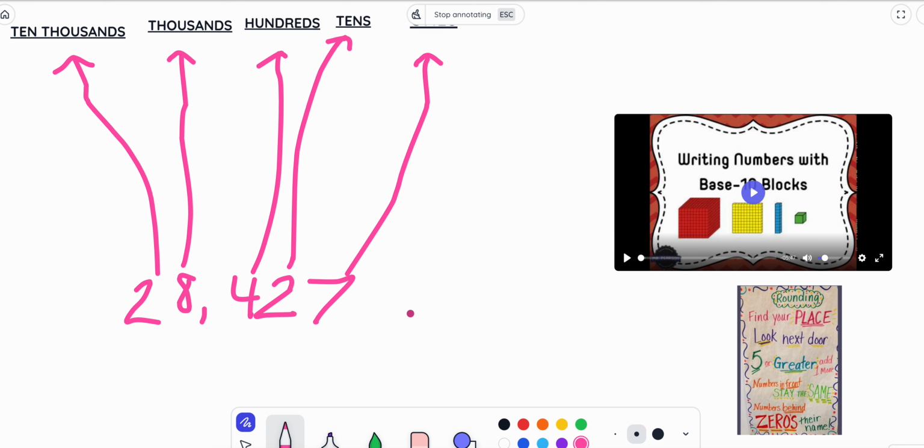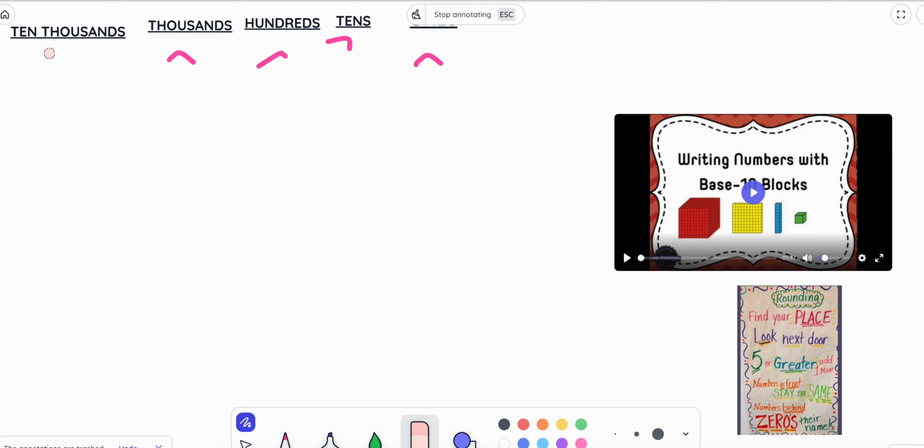28,427. Now that makes sense, okay? Does that make sense? So make sure if they ask you, or if you're asked to find the value, make a place value chart. Help yourself, okay? Because you might get a number like this.